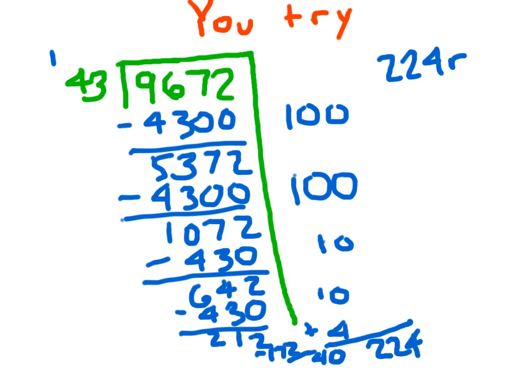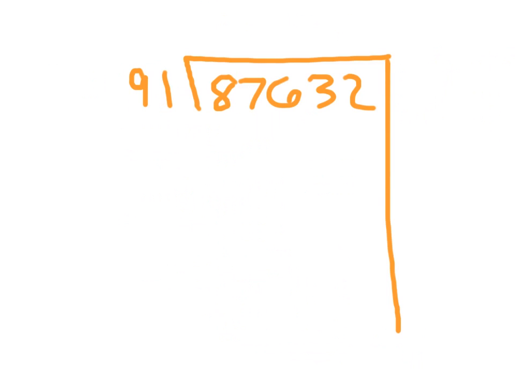224, remainder 40. Or I can write 224 and 40 43rds. 43 is a prime number, so 40 43rds is in simplest form with that 224. With this approach, it doesn't matter how large the dividend is. We still follow those same steps.